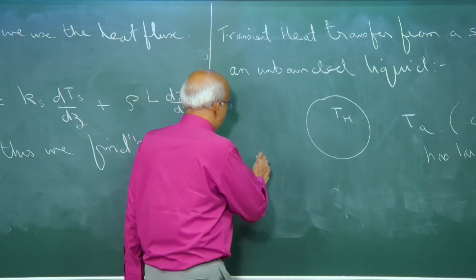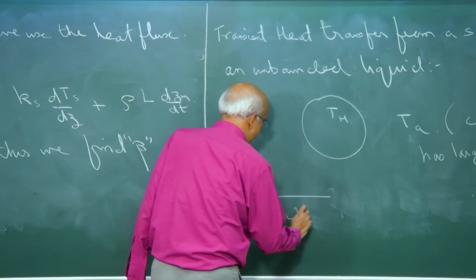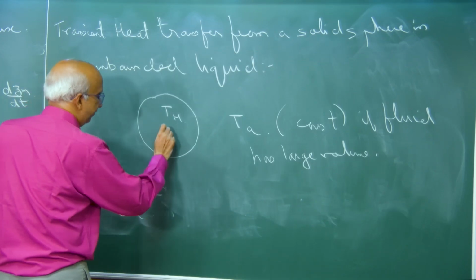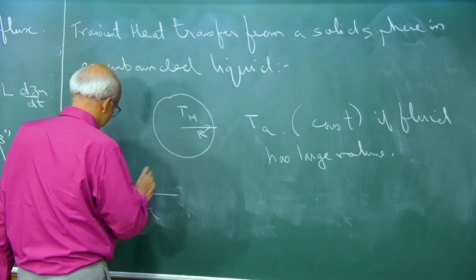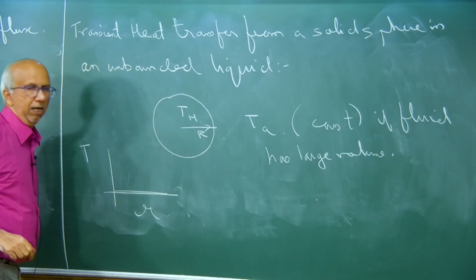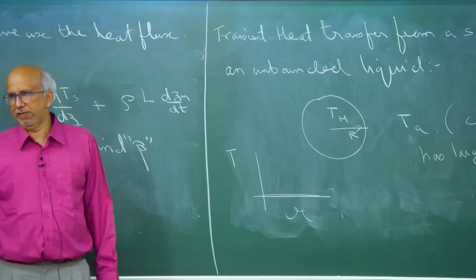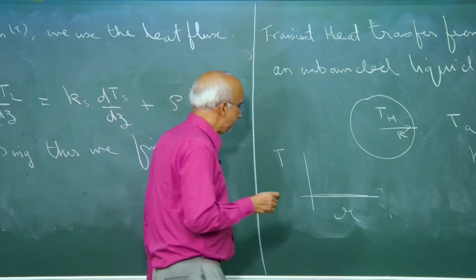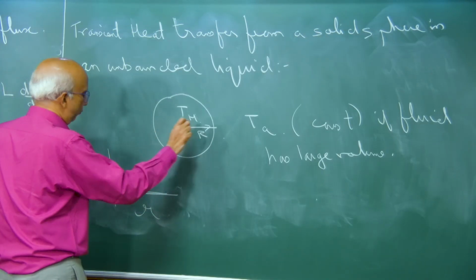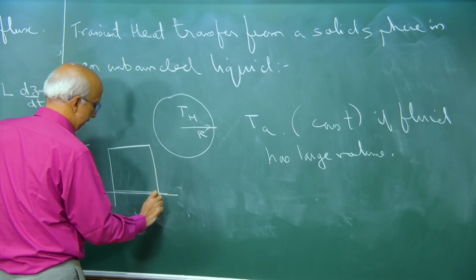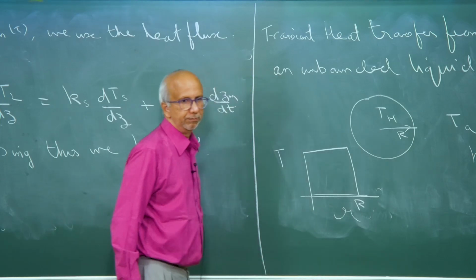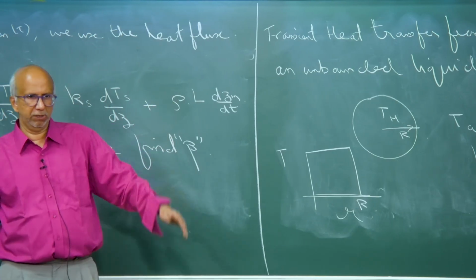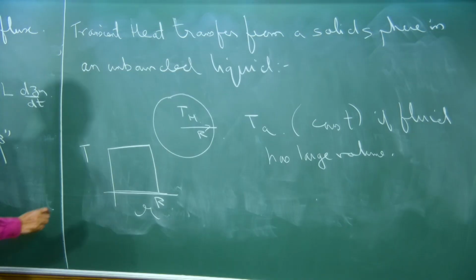And if you were to plot as a function of r the temperature, okay, and this is, let us say, the radius of the sphere is capital R. I am interested in outside the sphere there is no change, temperature is Ta. I am interested in what is going to happen inside the sphere, okay. At time t equal to 0, temperature is going to be uniform everywhere at Th. This is R. Everywhere it is uniform temperature Th, okay. So, this is Th.